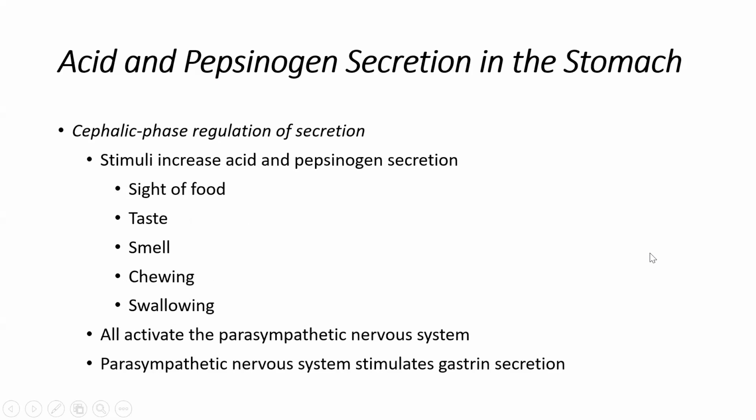Okay. Let's look at how acid and pepsinogen are influenced by the cephalic phase of regulation here. So the stimuli for acid secretion and pepsinogen are going to be the sight of food, the taste of food, the smell of food, the process of masticating or chewing, and then the process of swallowing. All of this will activate the parasympathetic system, again, via that long reflex pathway up to the central nervous system, down on the parasympathetic fibers, and that will in turn stimulate gastrin secretion from the stomach, from the G cells.